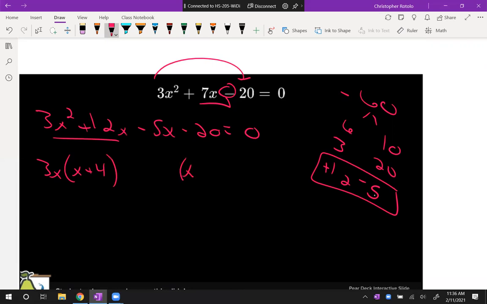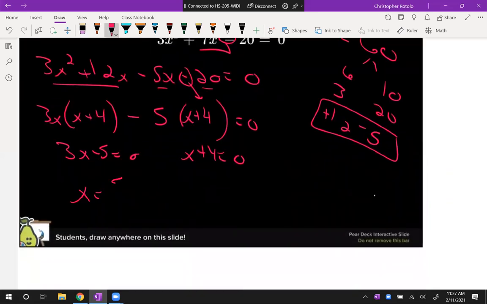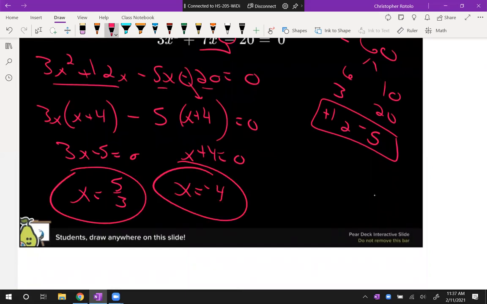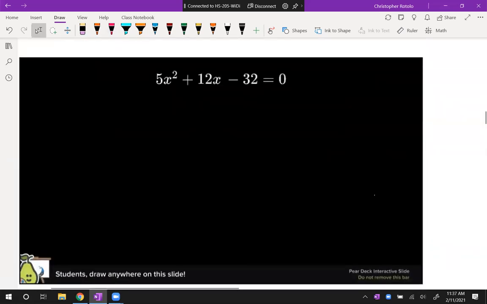I need x plus 4 again, right? All right, so I need a sign changer. So I'm going to take out negative, and 5 and 20 both divisible by 5, or 5 divided by 1 is 5, 20 divided by 4 is 5. Either way it works. So 3x minus 5 equals 0, and x plus 4 is also going to equal 0. So x turns out to be 5/3 over here, and x turns out to be -4 as we get some of these factoring problems out of the way.